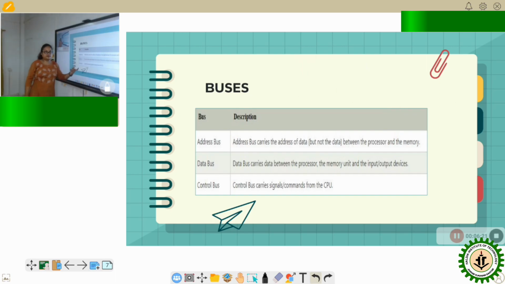So there are three types of bus: address bus, data bus, and control bus. Address bus carries the address of data between the processor and the memory, not the data, only the address. And data bus carries the data between the processor, the memory unit, and the input-output devices. And the third is the control bus. It carries signals and commands from the CPU.